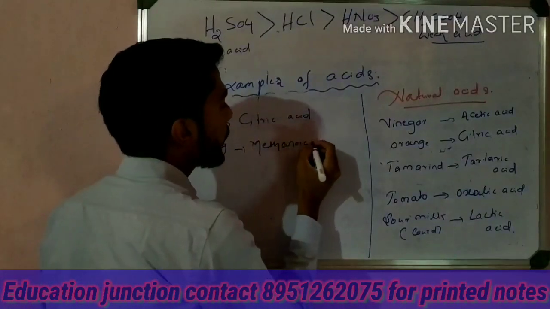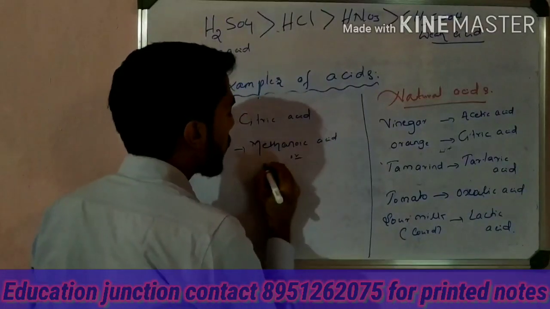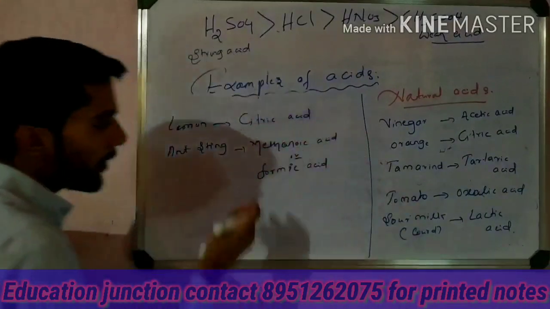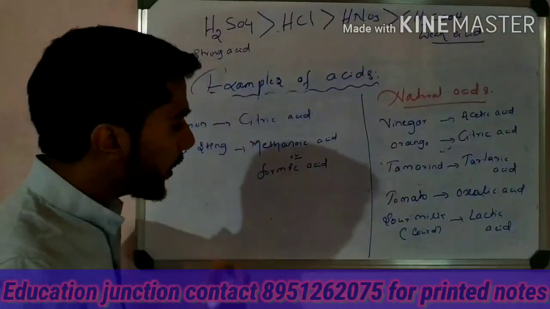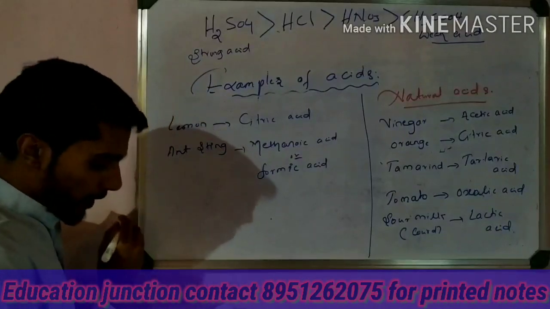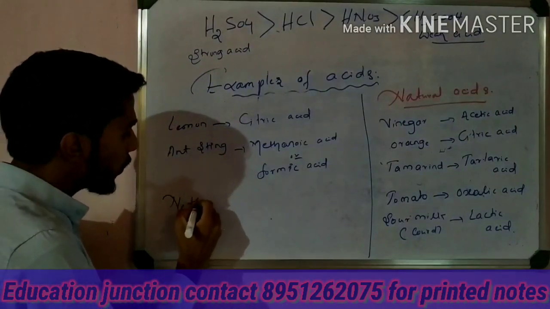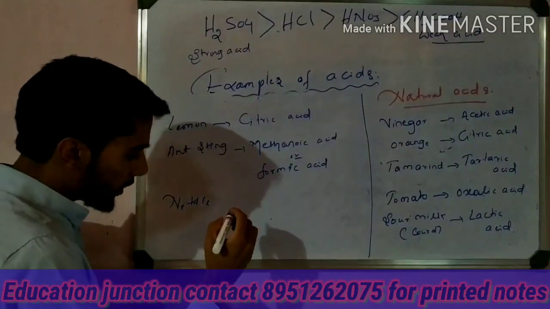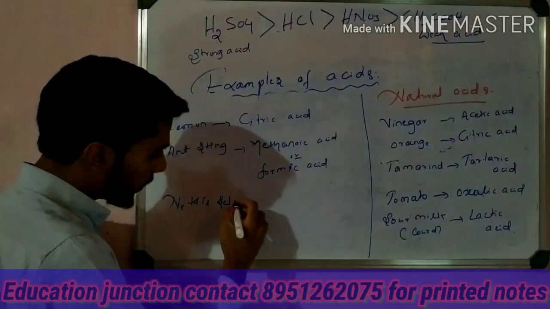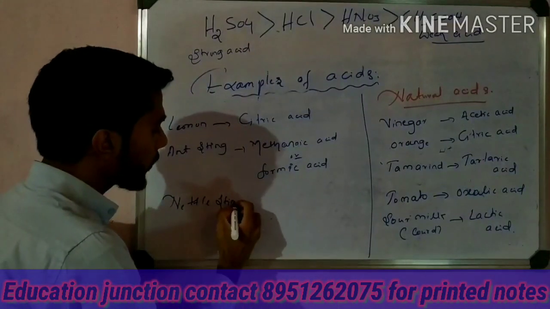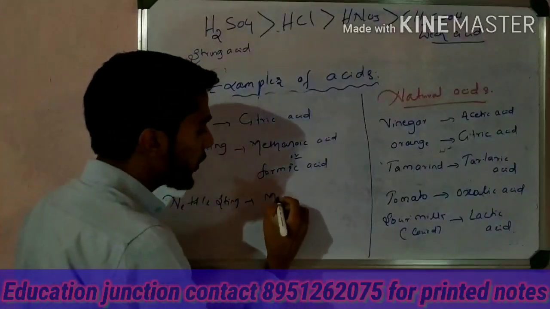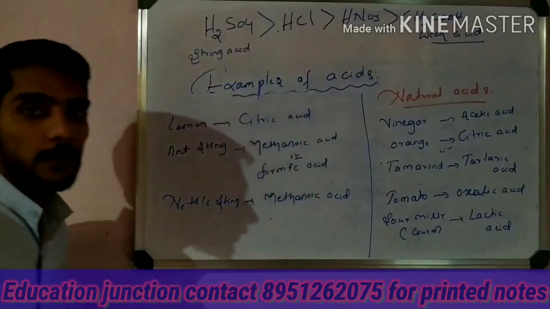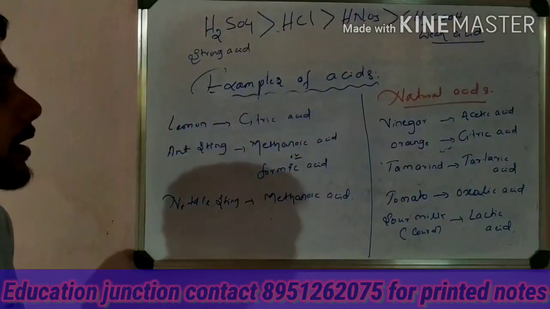Methanoic acid is also called formic acid. Both are the same. In NCERT, methanoic acid is given, and formic acid is the second name. Another one is nettle leaves. These are a type of leaves present in the forest. The nettle sting is caused by the same acid, methanoic or formic acid. So these are very important natural acids.